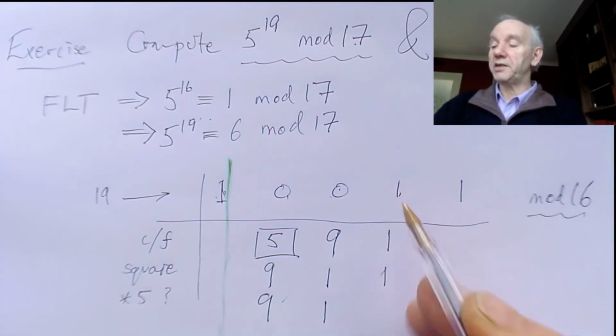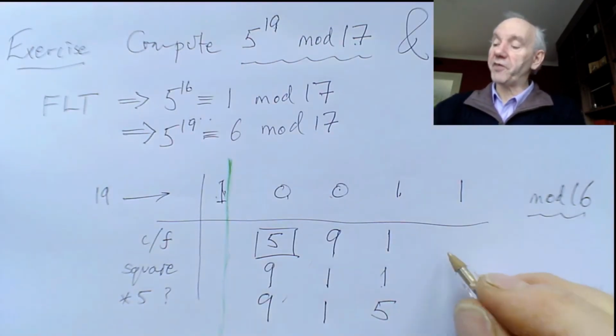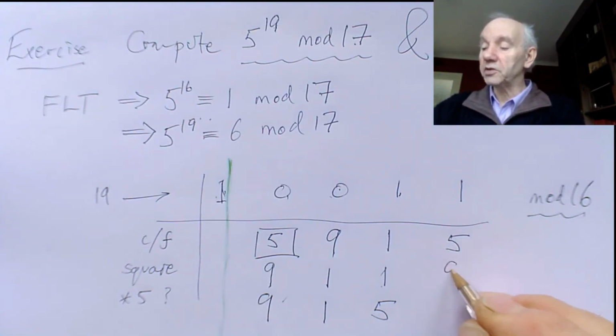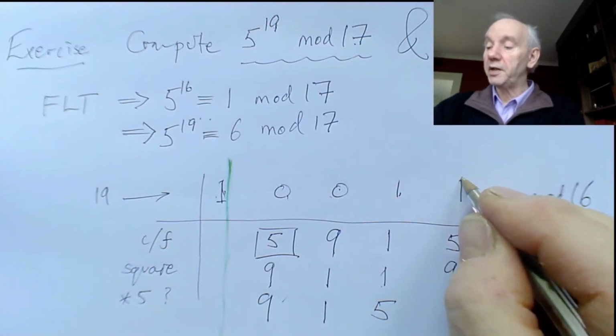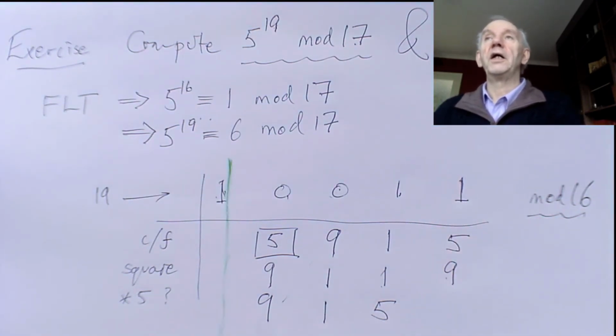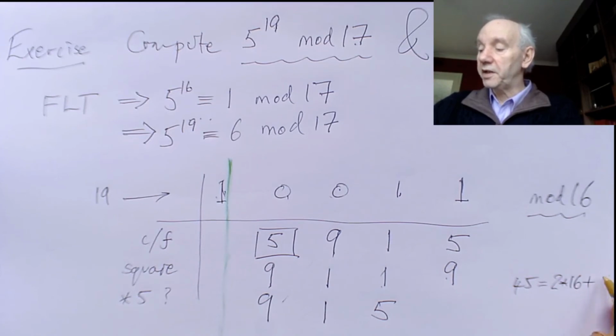Now this is a 1 here, so the 1 has to be multiplied by 5. And then the 5 gets carried forward, it gets squared, so that's 25, which is 9 mod 16 again. Now it's slightly different because there is a 1 at the top here, so we have to multiply 9 by 5. 5 9s are 45. 45, if you like, is twice 16 plus 13. So this is actually 13, and that's the answer.